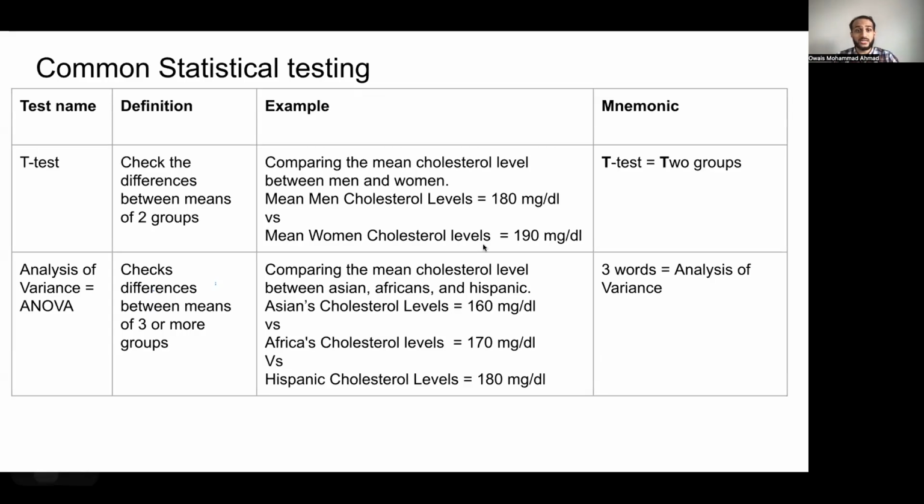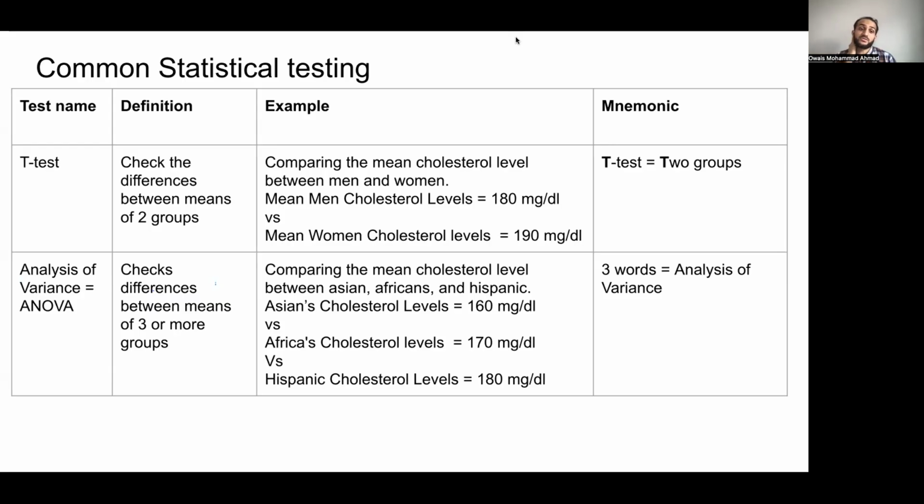Now coming to statistical testing. Over here, I would like to speak about these 2 tests, t-test and ANOVA. With the t-test, we check the differences between means of 2 groups. So we're comparing the means of cholesterol levels between men and women. That's an example. Mean men cholesterol level is 180 versus mean women cholesterol level is 190. I have a mnemonic here: t-test as in 2 groups, so men versus women.